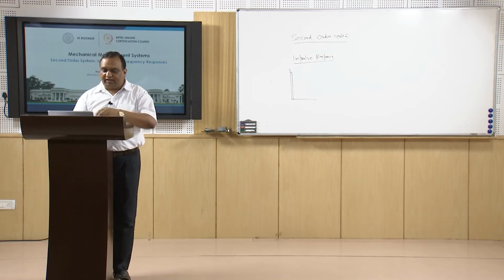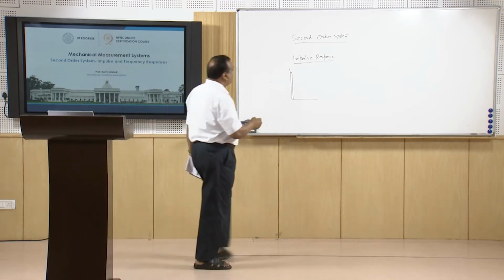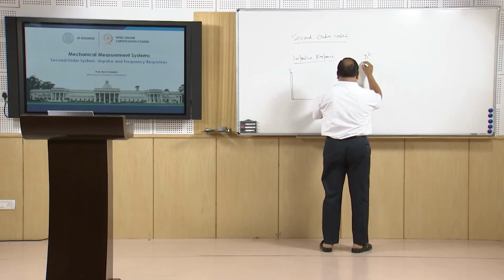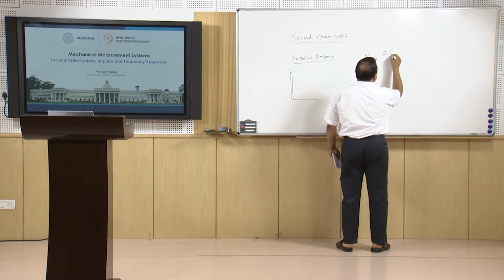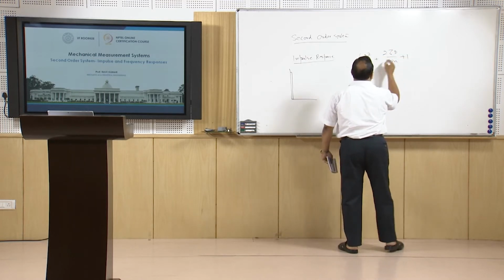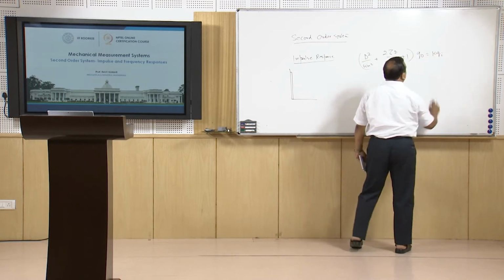Now here in this case also we will start with the governing equation for the second order system, that is (d square by omega n square plus 2 zeta d by omega n plus 1) qo is equal to k qi.